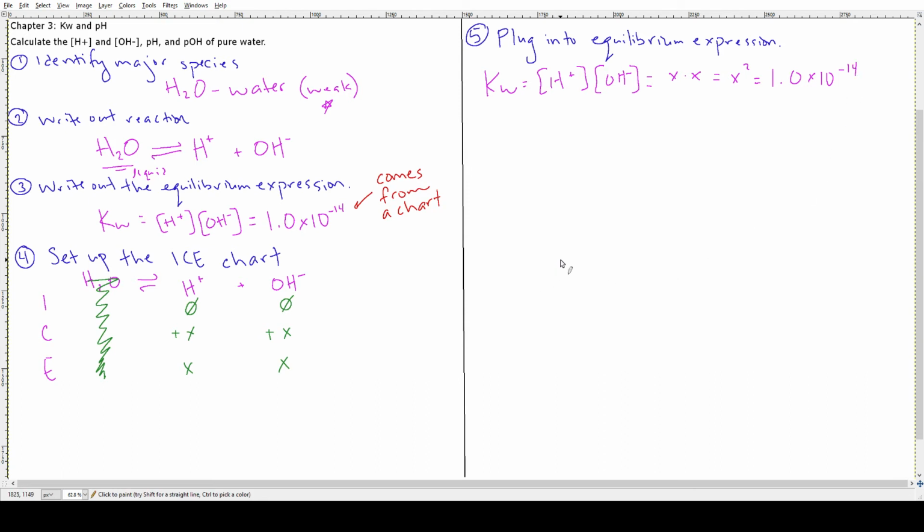Okay, so knowing that, if I take the square root of both sides, I will get x is equal to 1 times 10 to the negative 7. I'm carrying my sig figs through, 1.0. And I know that x is the same thing as my equilibrium concentration of hydrogens, which is right here, and my equilibrium concentration of hydroxides. So I can just take this number and say that, and this is an answer, so I'll put it in a different color.